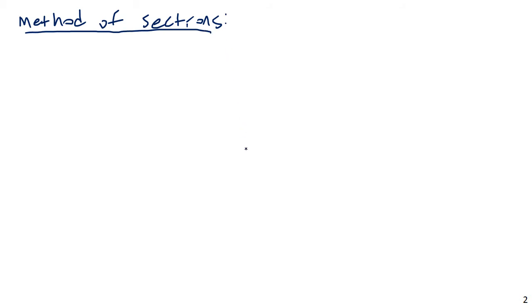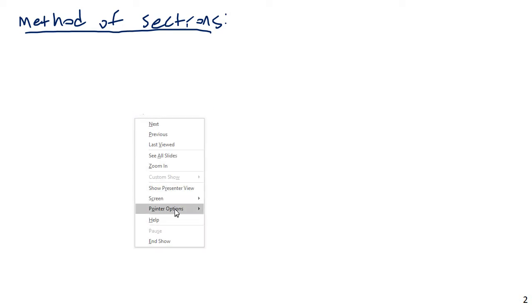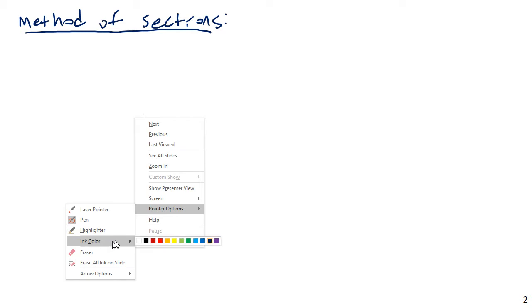First, I'll look at this as a method of sections at a single point, and then I'll look at the method of sections as a function of x, cutting at a point x. Let's look at two different problems. So let's say you have a beam like this.